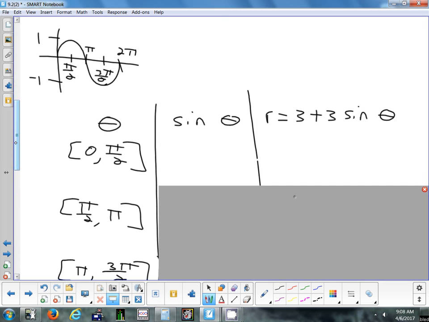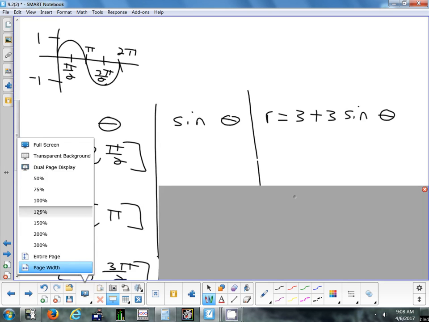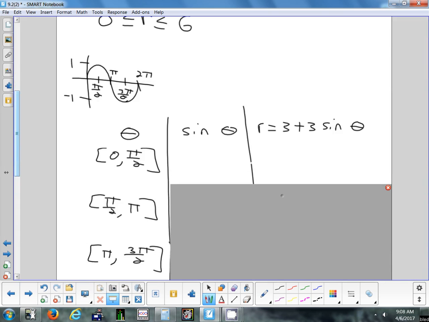All right, so let's start from 0 to pi over 2. What's happening to my y values? What do they start at in that first section of sine? They start at 0. And what do they head towards and finally end up at that first section? 1. Hey, let's fill all these out.